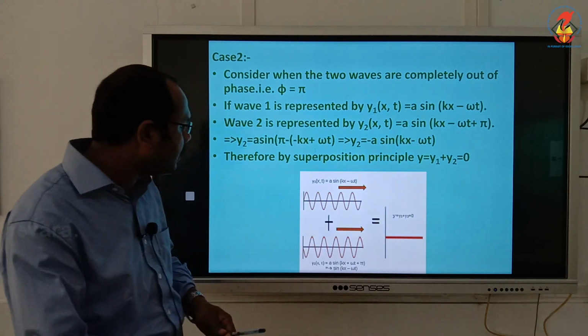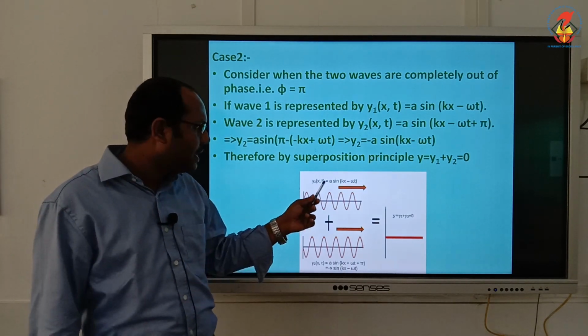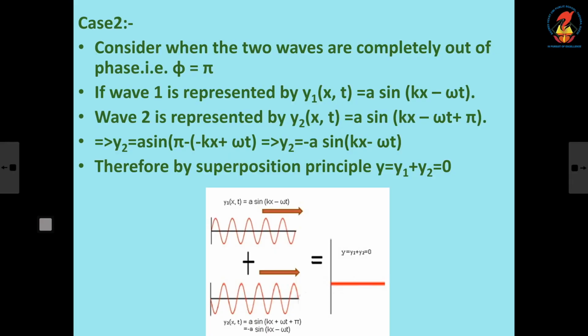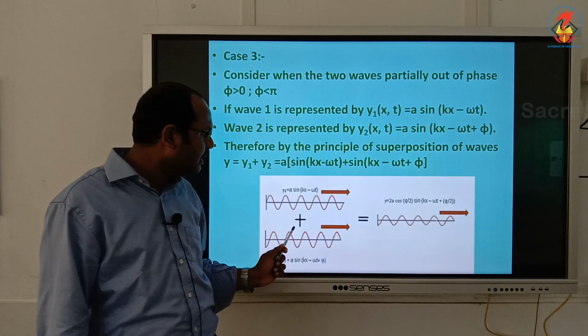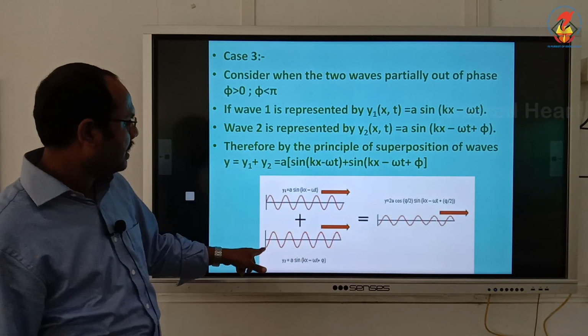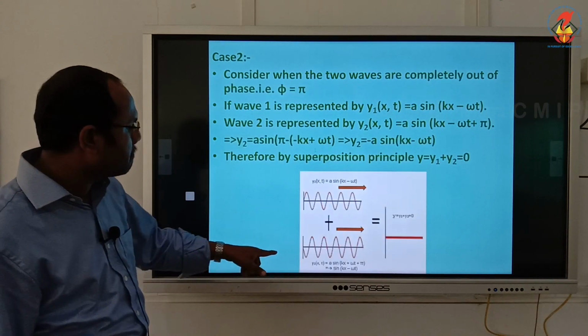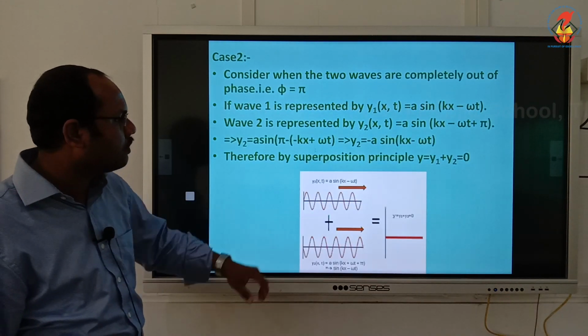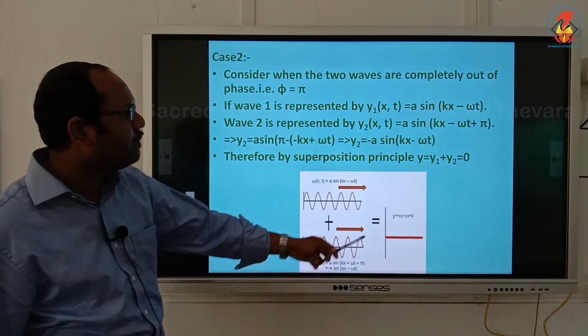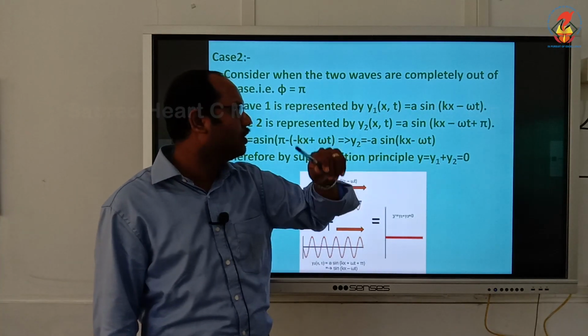So you can look here, see the first wave, a sin(kx minus omega t). It is going like this. Now see the second wave. When this wave goes up, this wave is coming down. So it is exactly the opposite of the first one. So when both of them join, the resultant will be y1 plus y2, which is equal to 0.